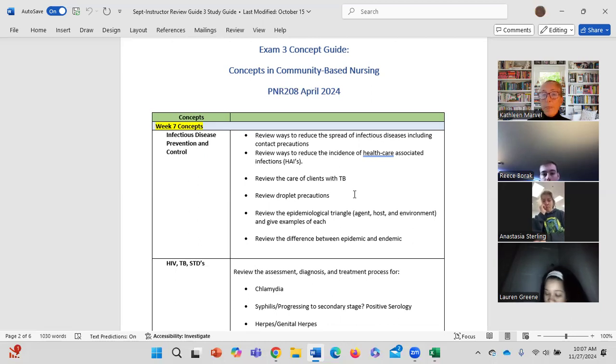Yep. Okay. So if any of these bullets come up and you don't have an understanding of them, you need to go back to your readings because all this is in your readings. So be prepared to identify protocol for caring for clients of TB. So if you need to go back and review that. Okay, review the epidemiological triangle.